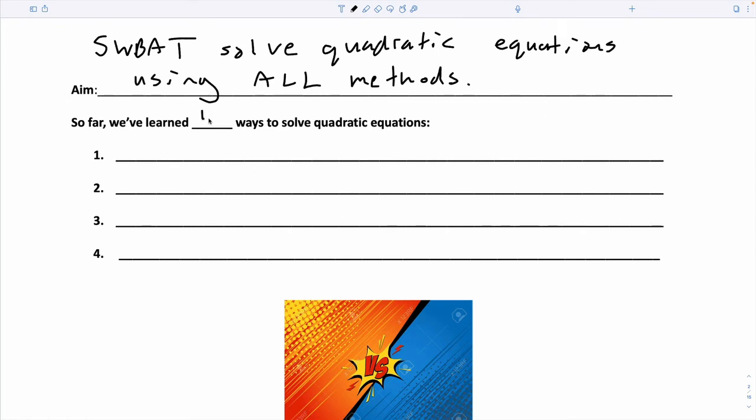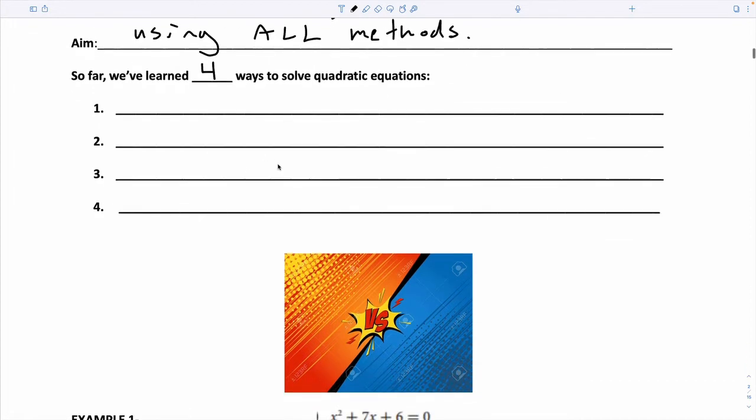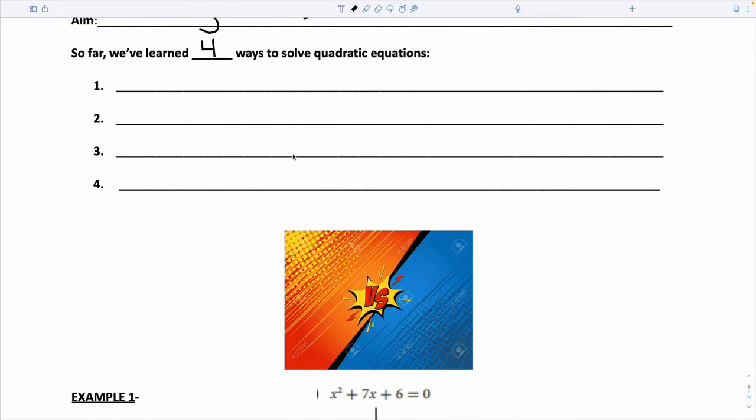So far, you guys have learned 4 methods to solve these things, and all 4 methods are on the board. Today is a day to kind of explore what method works best for you and what method works best for the certain problem you're given. Not every single problem will be able to use your favorite method. For instance, I love factoring, but you can't factor every problem. So you need to start sorting through those other 3 and figuring out which one is best to use when.